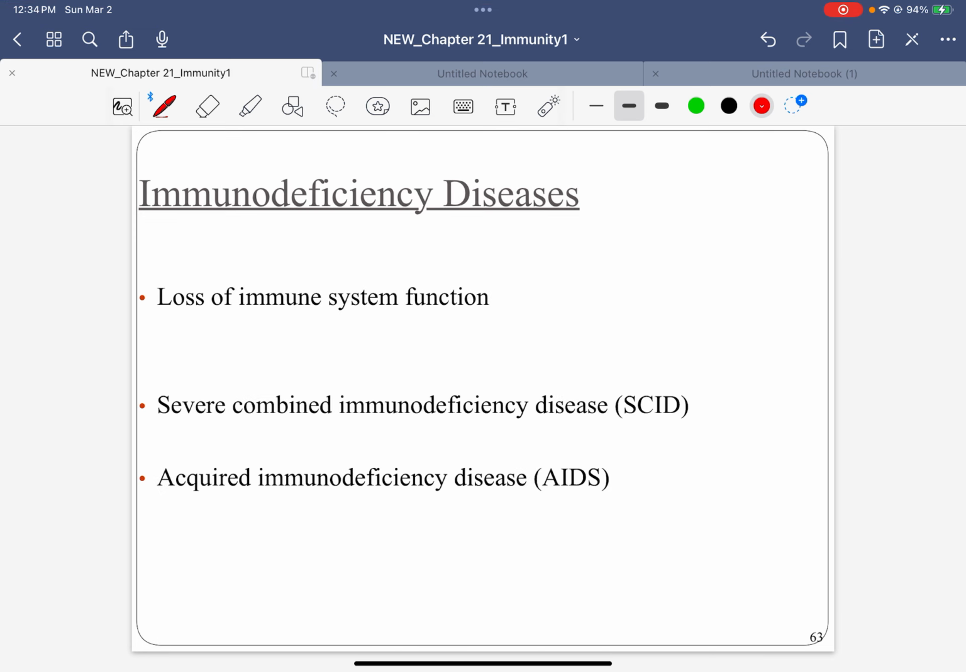Lastly, there's immunodeficiency diseases. An immunodeficiency disease is when there's a loss of immune system function. So it's not necessarily autoimmune, but part of your immune system is not working as it should. The example we gave was AIDS, right? Where the AIDS virus attacks our T cells. So our immune system, the T cells, are deficient. And that person doesn't necessarily die from AIDS. They die from a common cold because they no longer have as many T cells as they need.